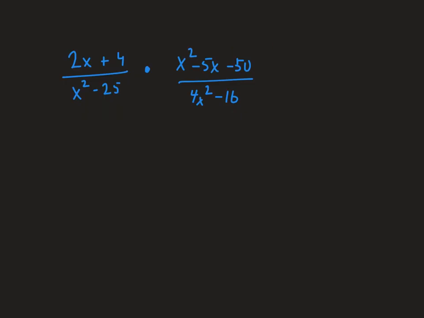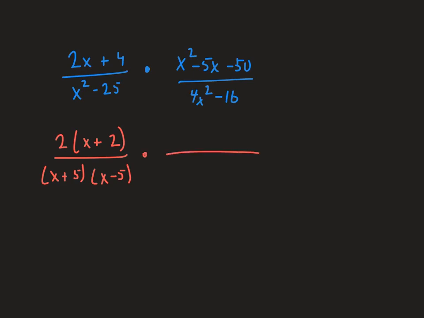Okay, this next example is actually just a multiplication problem, basically fraction times fraction. And the idea here, again, is you want to factor as many pieces as you can, and then see if you have any common factors in the numerator that can cancel something in the denominator. So if we start factoring one at a time, for the 2x plus 4, all I can do is bring out a common factor of 2, times x plus 2, over x squared minus 25, which is the difference of perfect squares: x plus 5 times x minus 5.